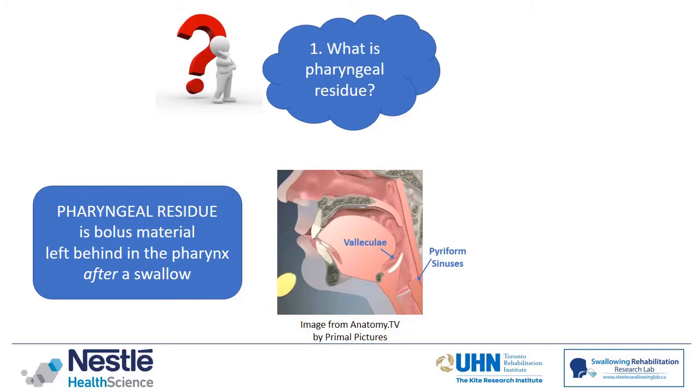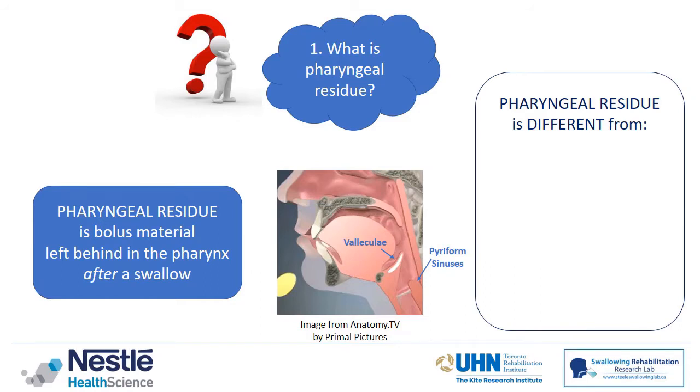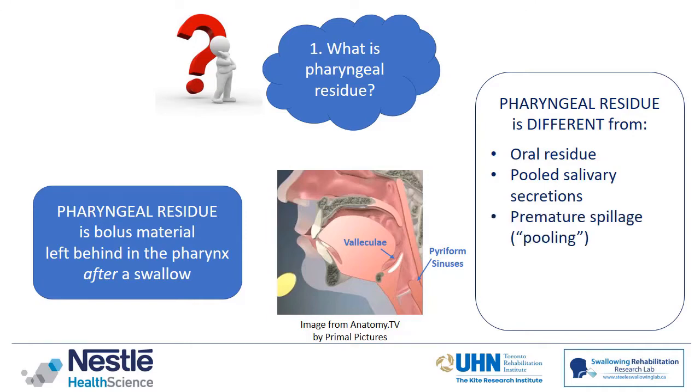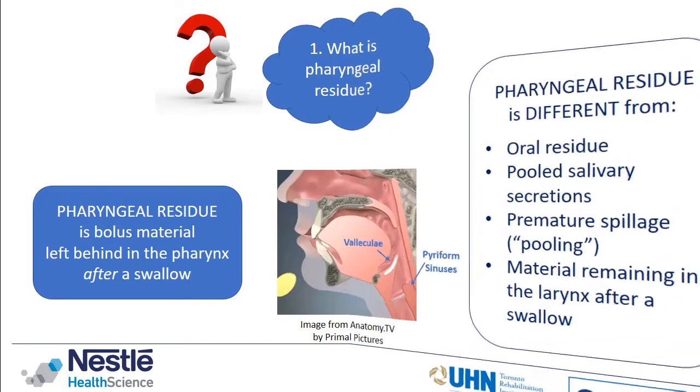And just to be clear, when I use the term pharyngeal residue, I'm distinguishing this phenomenon from oral residue left behind in the mouth after a swallow, and also from pooled salivary secretions that may be in the valleculae and the piriform sinuses before a swallow, or material that enters and collects in these spaces before the swallow, which some people call pooling or premature spillage. I'm also distinguishing pharyngeal residue from material that remains behind in the laryngeal vestibule after a penetration-aspiration event.